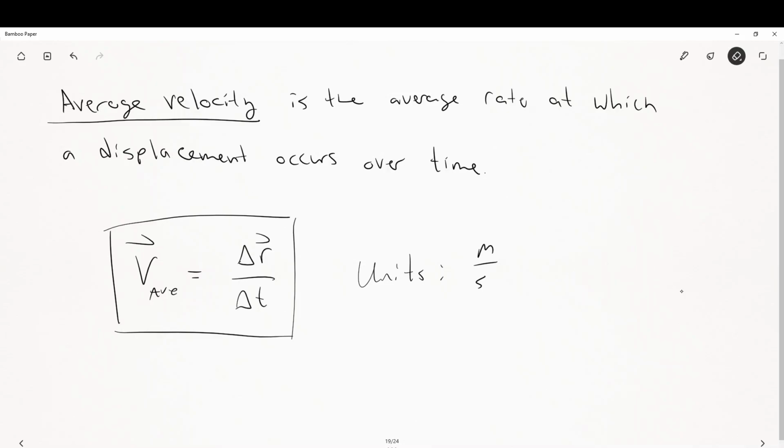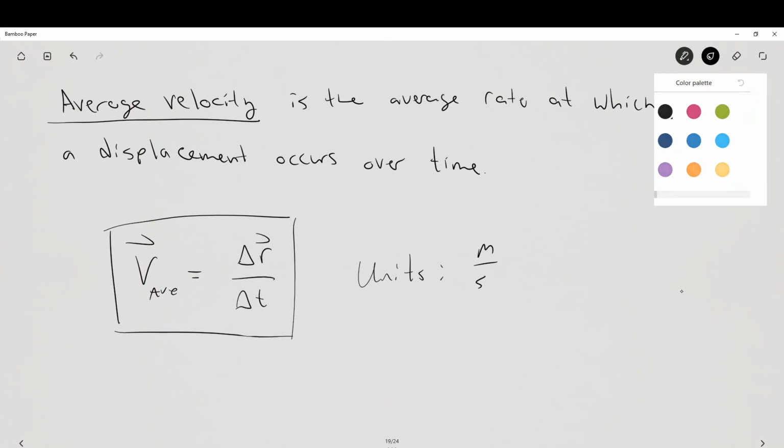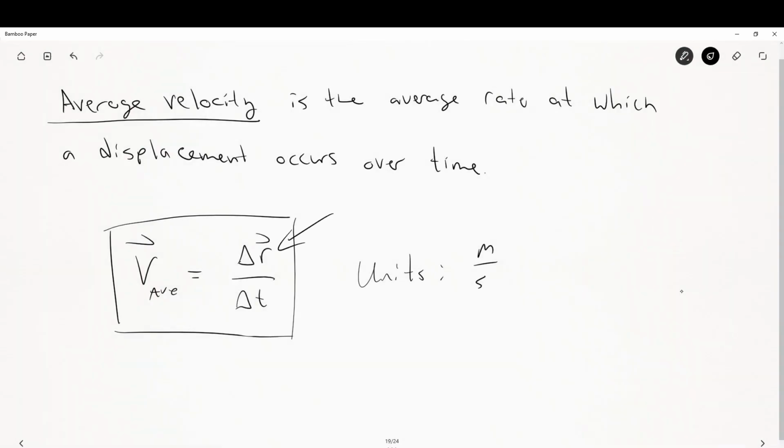the average velocity, which is the average rate of change of displacement, is just the amount of displacement, or the change in position, divided by the amount of time it took for that displacement to happen. The numerator here is measured in meters. The denominator is measured in seconds. So the units of the velocity are meters divided by seconds.